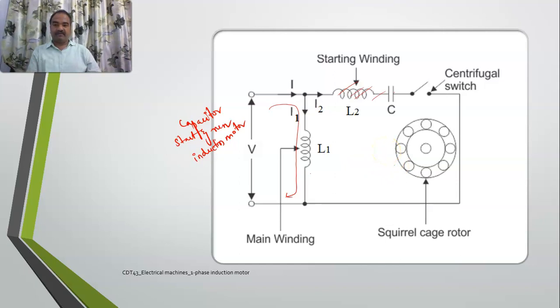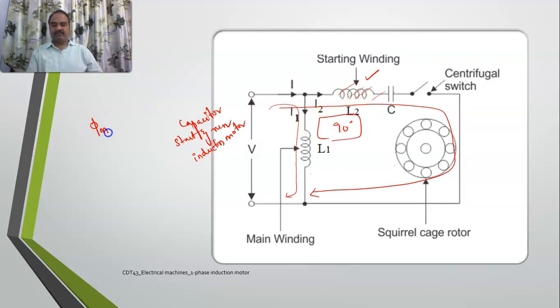For overcoming that one, what they will be doing is they will be using a starting winding. So now, how many fluxes do you have? Two fluxes you do have. Now these two fluxes, if you carefully see, are placed at 90 degrees apart.